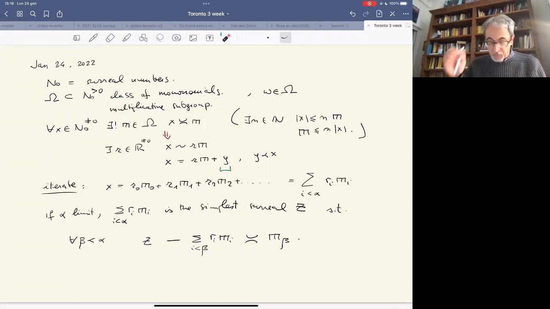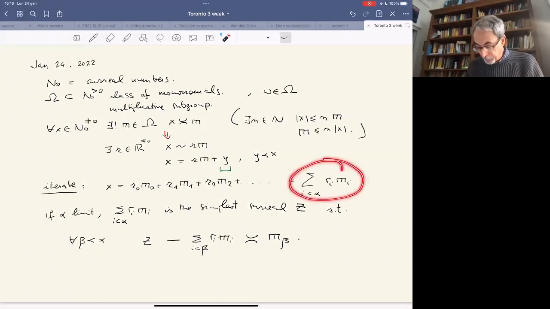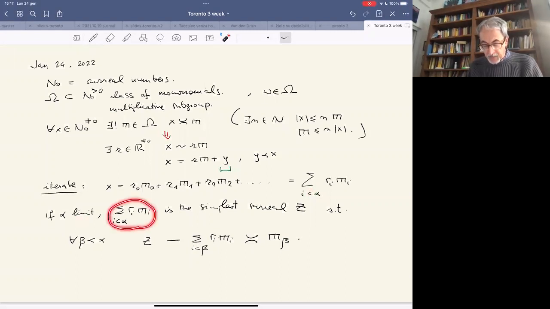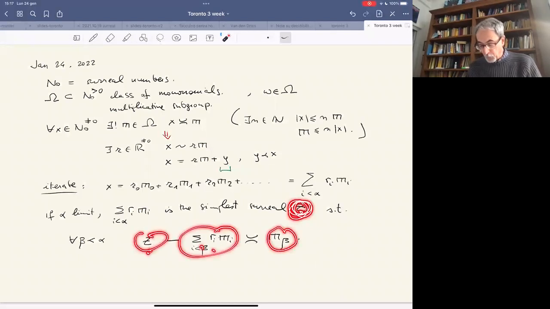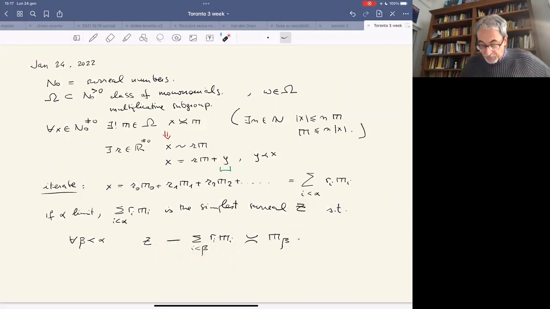There are two things here. First is the definition of infinite sum. The Mi are a decreasing sequence of monomials. The infinite sum is defined in the obvious way if alpha is a successor ordinal, by induction. If alpha is a limit ordinal, it is defined as the simplest pseudo limit of the partial sums. Simplest pseudo limit means the simplest surreal such that the difference with the partial sum is comparable with the next monomial that you haven't used.